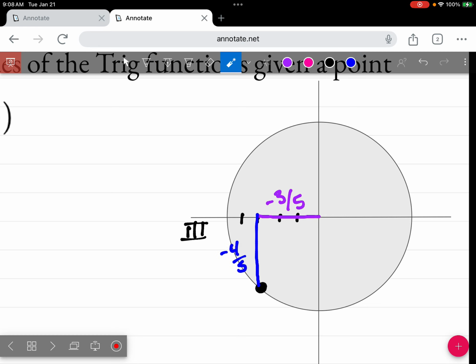And we're still looking at that angle though, and we're looking for our sine, which is opposite over hypotenuse. So our opposite, that's our negative 4/5, hypotenuse is 1. So our sine is going to be our negative 4/5 over 1, also known as negative 4/5.